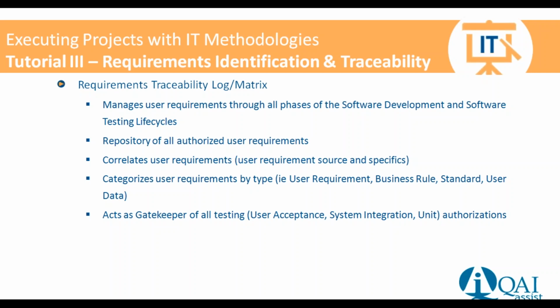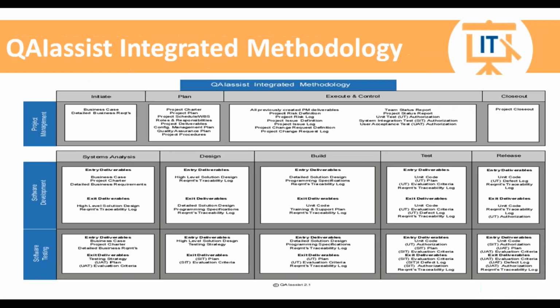And we also want to make sure that this requirements traceability is done because it's going to act as the gatekeeper for all of the different testing we're going to be doing, be it user acceptance, system integration, and unit testing authorizations. Because if we have the matrix as we go through all the different phases and we have the deliverables with all the requirements, we are going to say, okay, have all of these requirements when we're done our unit testing been completed? Yes. Has it been for system integration testing? Yes. Has it been done for user acceptance testing? Fine. We're going to use the requirements traceability for authorizing.